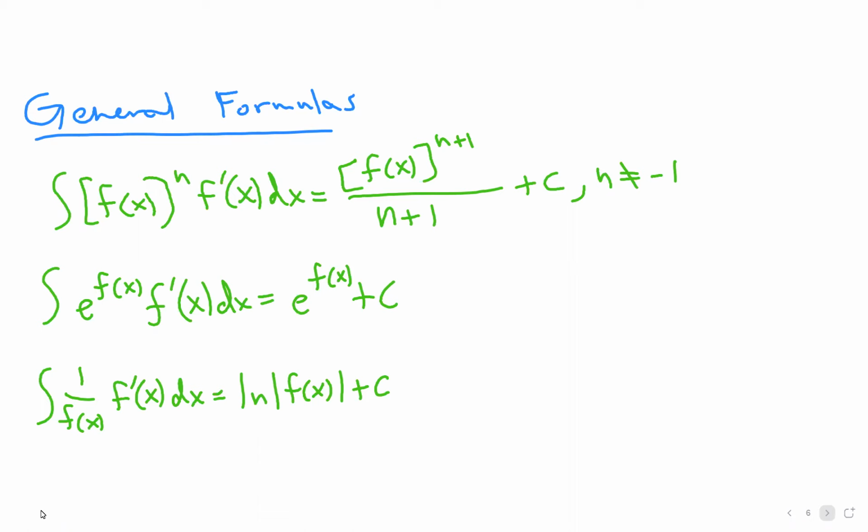It's something that holds for all of these general formulas, but it's very evident specifically with the exponential case. Looking at the last one I mentioned, the natural log general formula: if you're integrating the function 1 over f of x times f prime of x dx, then the result will be ln of the absolute value of f of x plus c.